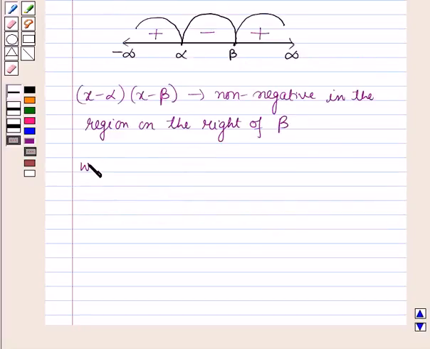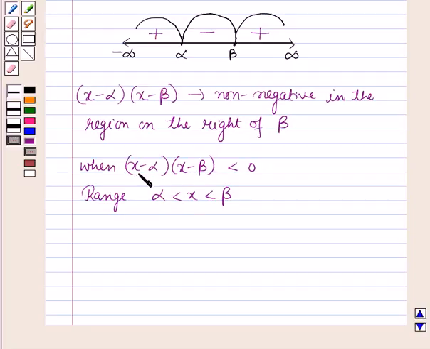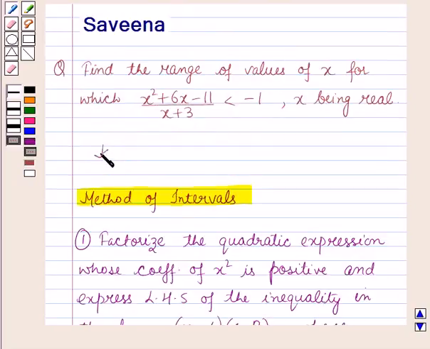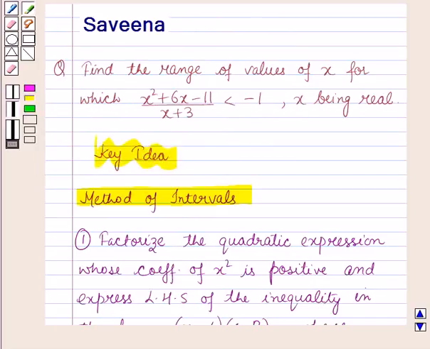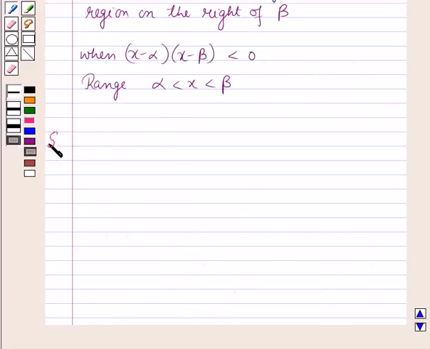Now when (x minus alpha) the whole into (x minus beta) the whole is less than 0, then the required range is alpha less than x less than beta. As (x minus alpha) into (x minus beta) is negative, the value of x will lie in between alpha and beta, which is a negative region. Now this method will work as a key idea for solving this question. And now we will start with the solution.